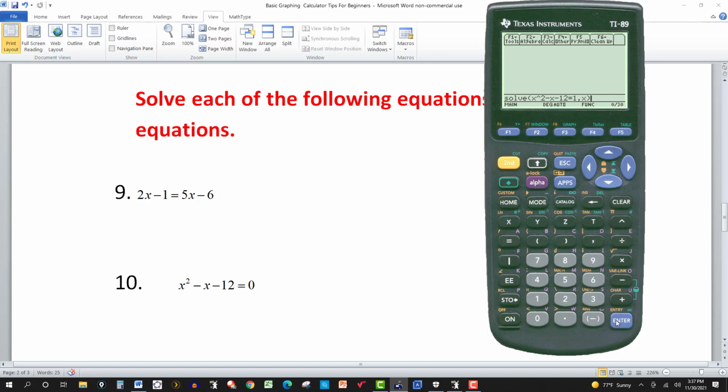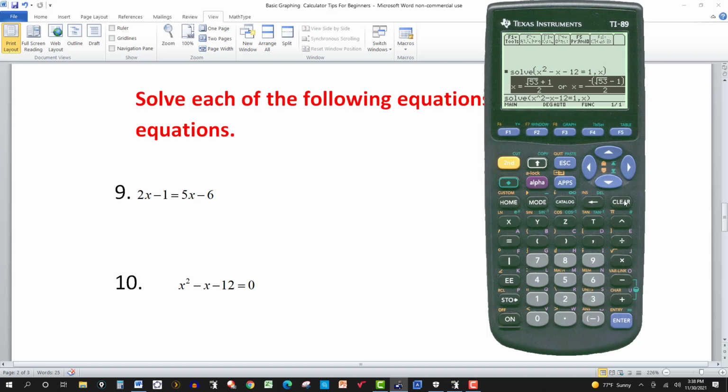And usually with a quadratic, we expect two solutions at most. It could be repeated solutions. Let's see what we get here. Hit enter. And of course, I got the answer, but I typed in the equation incorrectly. The right side should be 0. So let me go back to this one.